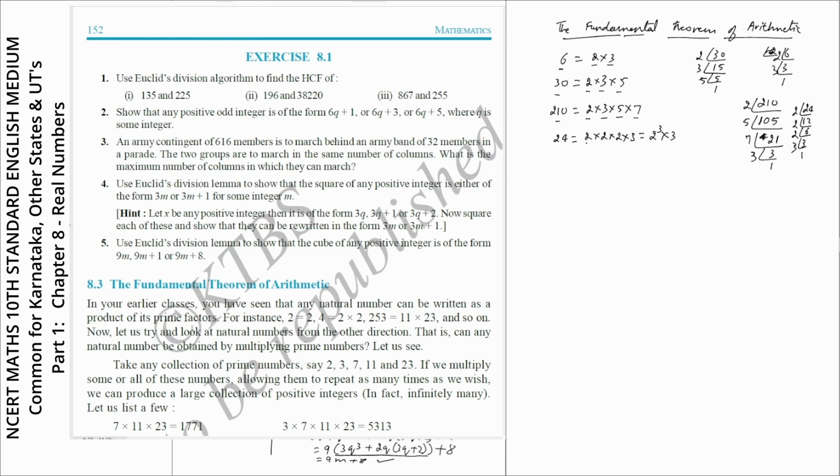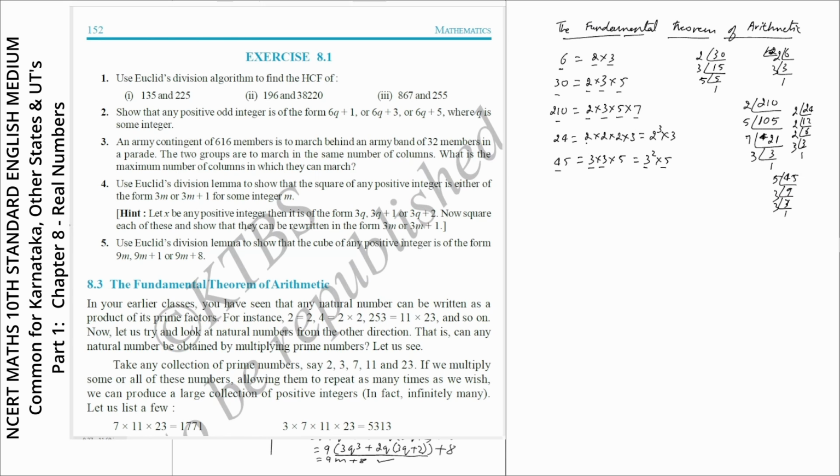Now consider another example, 45. If I factorize 45, it is divisible by 5. 5 9s are 45, then 3 3s are 9, 3 1s are 3. Now 45 I can write as 3 into 3 into 5. So here 3 occurs 2 times, so I can write 3 to the power of 2 into 5. Now 3 is a prime number, 5 is a prime number, and 45 is a composite number.